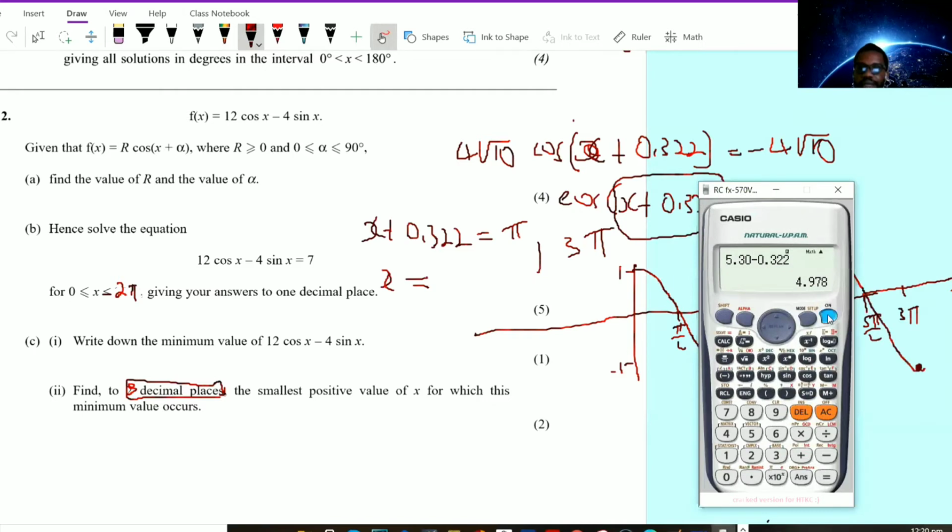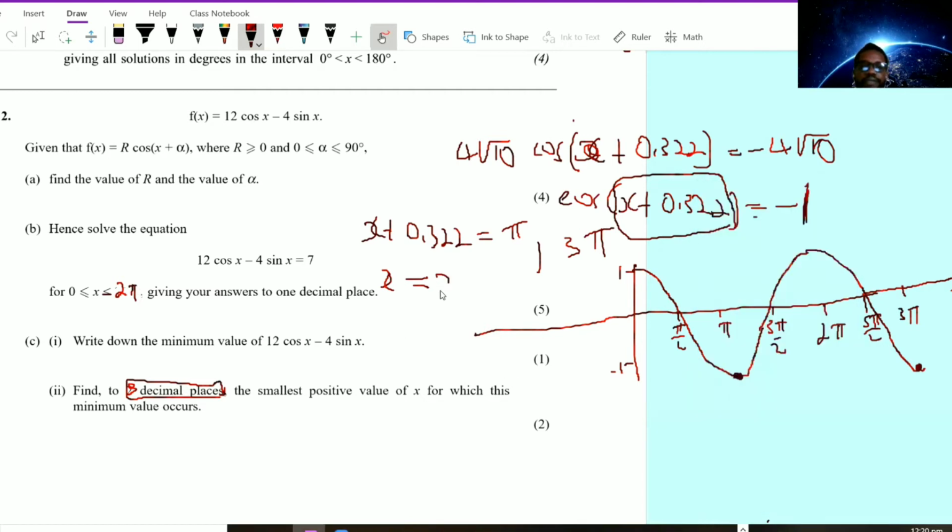So I'm going to have pi minus 0.322, which is 2.82. And I'm also going to have 3 pi minus 0.322, which is 9.10. So you have 2.82 radians, or you have 9.10 radians. So these are the 2 possible angles, 2 smallest angles which are positive, which will produce the minimum value. And that's the end of this question.